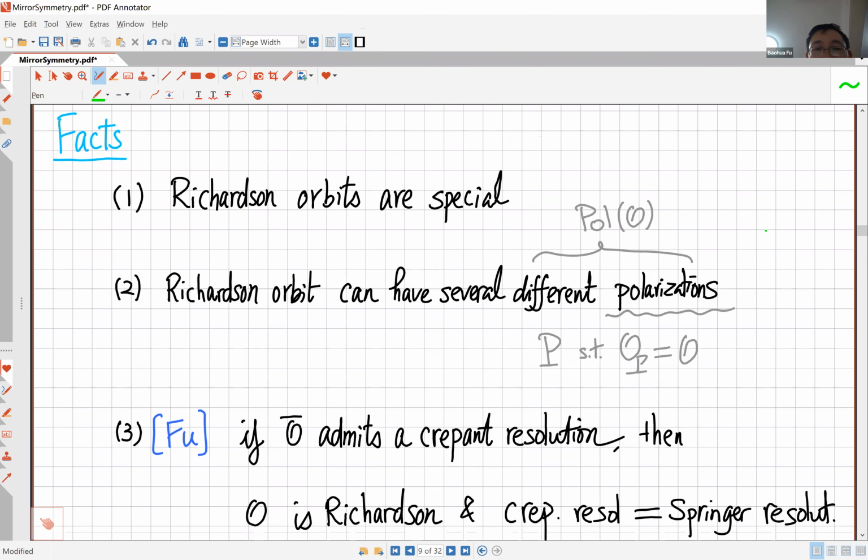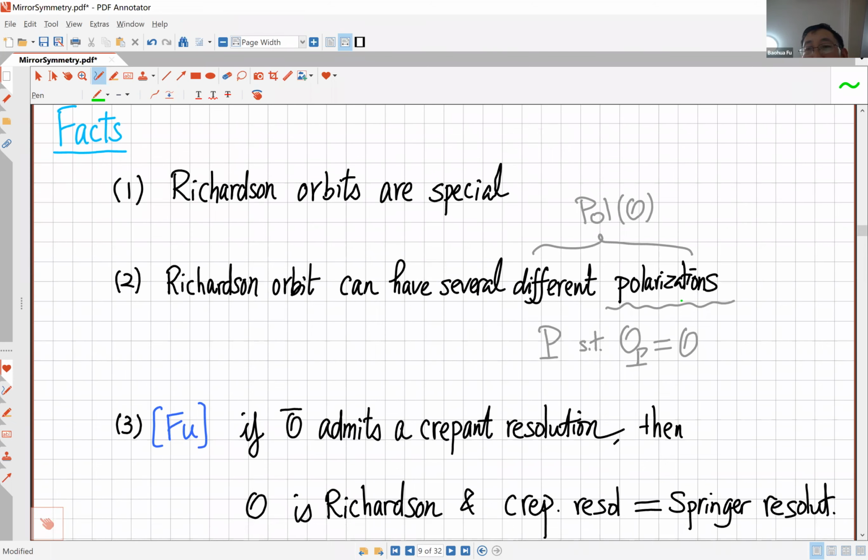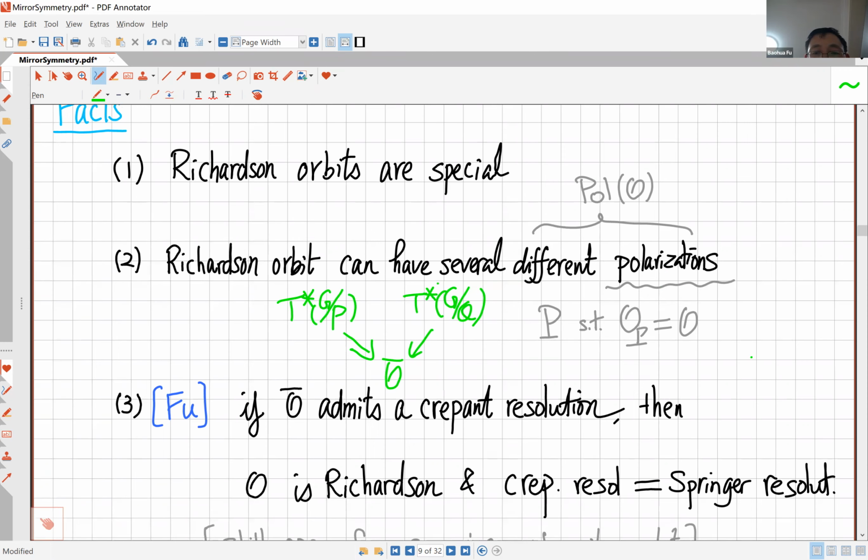And then Richardson orbits can have several different polarizations, meaning you may have two different moment maps going to the same nilpotent orbit, and this P and Q are called polarizations of this O. So if you fix one nilpotent orbit, then you can have several different polarizations.